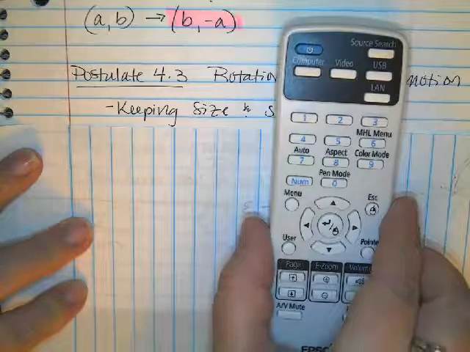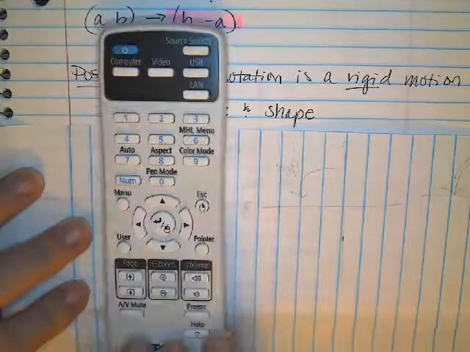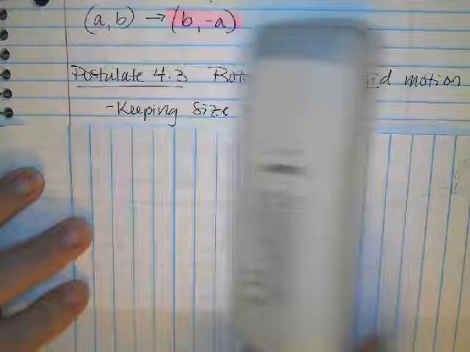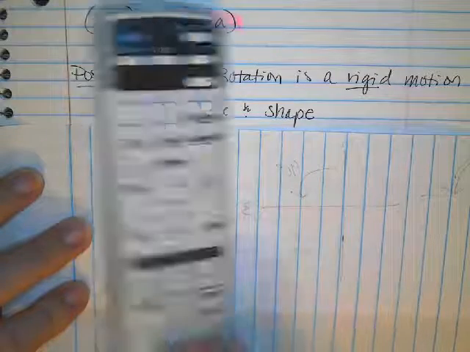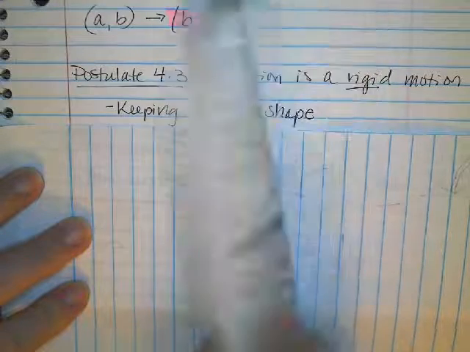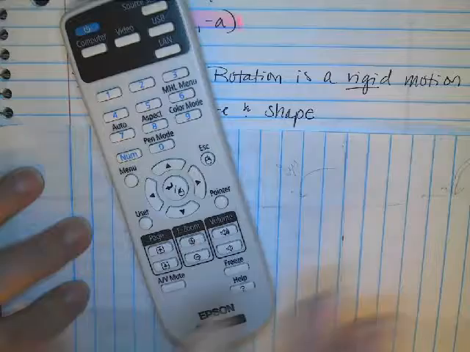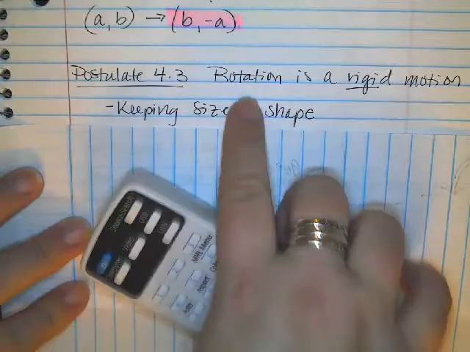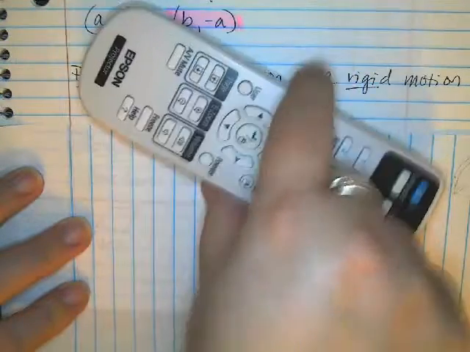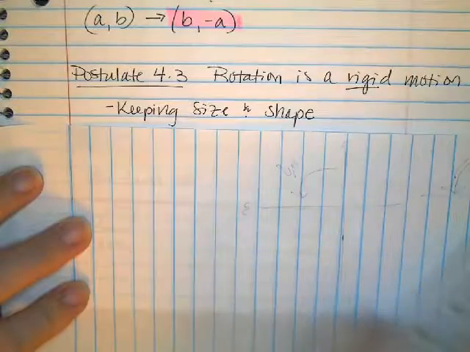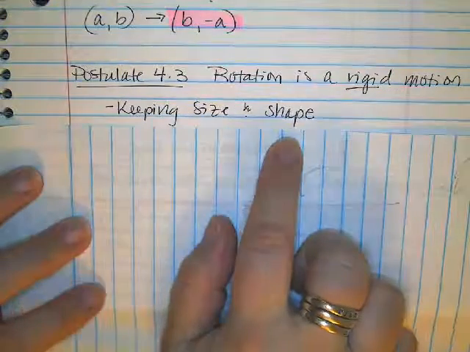It kept the angle. If I did the flip, remember the reflection, I still have a rigid motion because I'm keeping the same shape and the size of it. I'm not increasing or decreasing the size. And the same with the rotation. I'm going to take the shape and I'm going to turn it or spin it. And again, it's called a rigid motion because it keeps its size and shape.